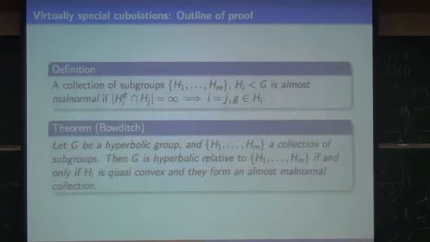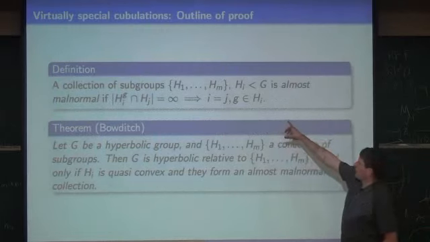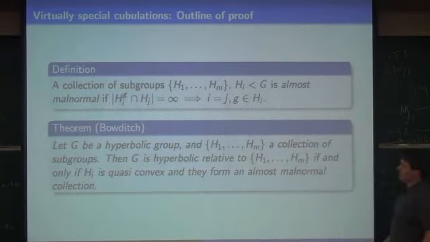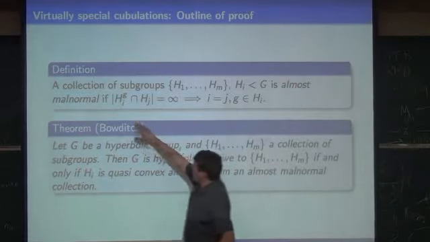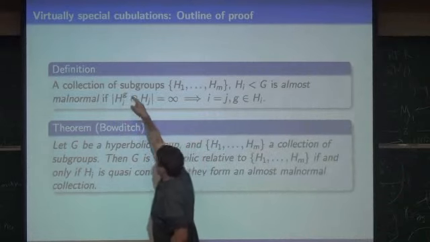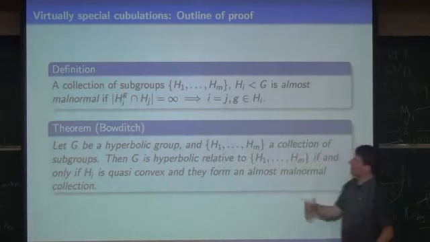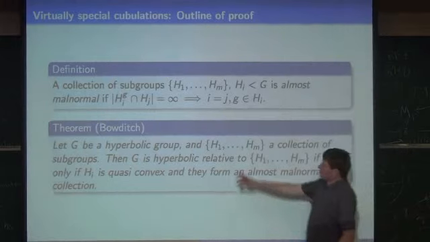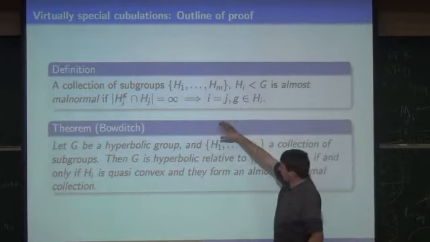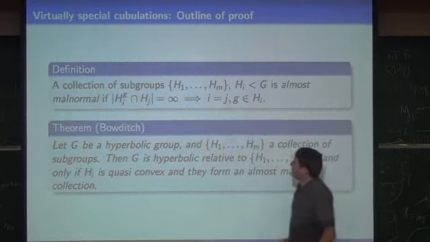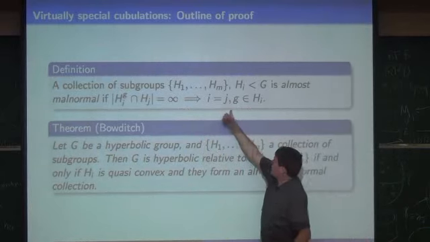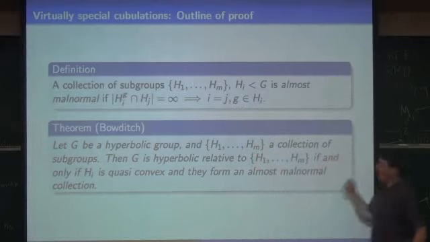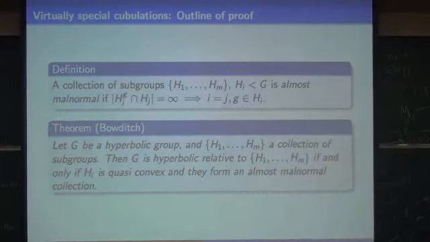So if we have a collection of subgroups H1 through Hm of a group G, then it's called almost malnormal if the intersection of a conjugate of Hi, so Hi^g means that you conjugate Hi by some element g, if that intersects one of the Hj's in an infinite subgroup, then that implies actually that i was equal to j and that g was actually inside of Hi, so that we were just intersecting Hi with itself.